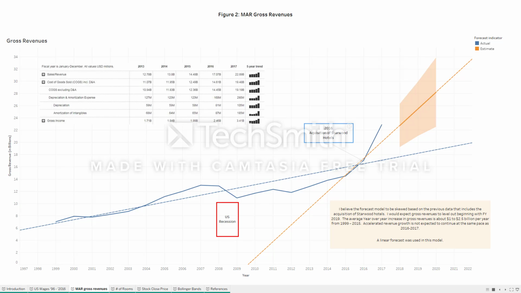The average year-over-year increase in gross revenues is about $1 to $2.5 billion per year from 1999 to 2015. Accelerated revenue growth is not expected to continue at the same pace as 2016 and 2017. I would expect that revenues begin to level out beginning in 2019.